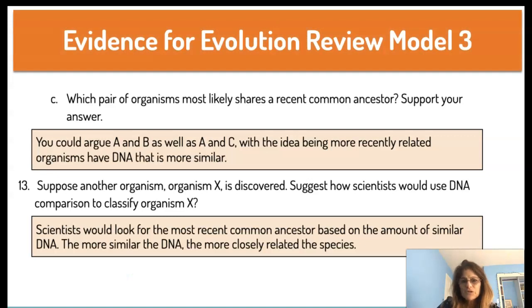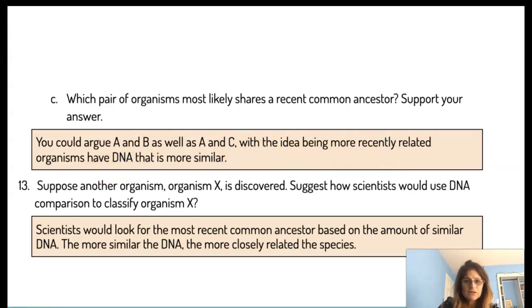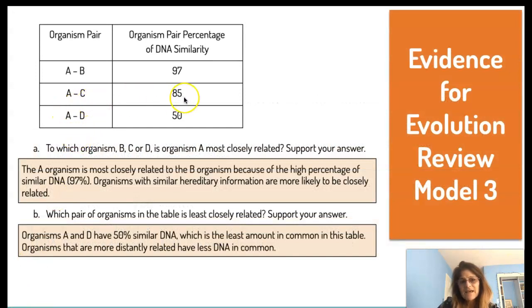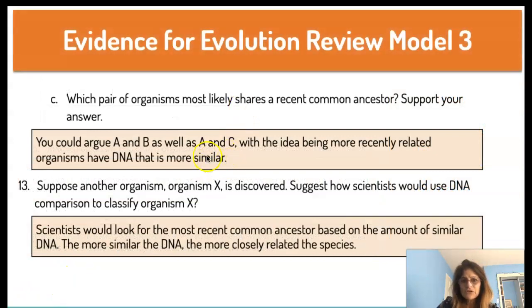Which pair of organisms most likely shares a recent common ancestor? You could argue that A and B, as well as A and C, with the idea being more recently related organisms have DNA that is more similar. So if I go back to that, A and C have 85% of their DNA in common, which is a pretty high number, even though it's not as high as 97%. We could still use it for this question to say that both A and B, as well as A and C, would most likely share a recent common ancestor.